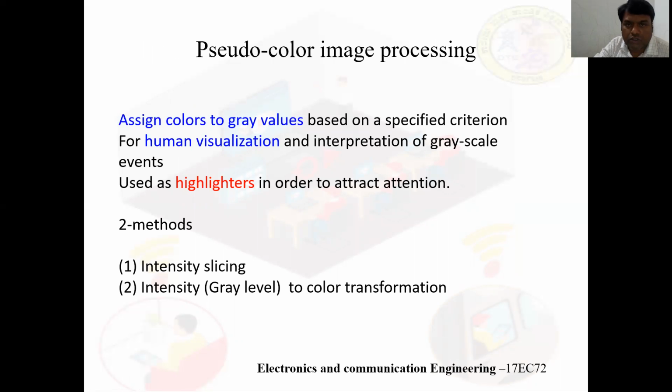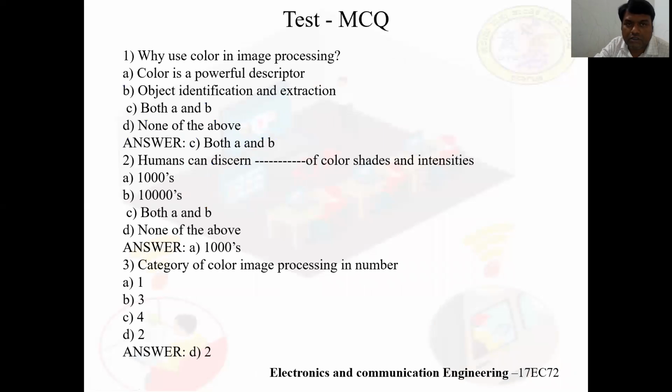Pseudo color image processing means assigning colors to gray values based on specified criteria, for human visualization and interpretation of grayscale events, used as highlighters in order to attract attention. There are two methods: one is intensity slicing, and the other is intensity or gray level to color transformation.